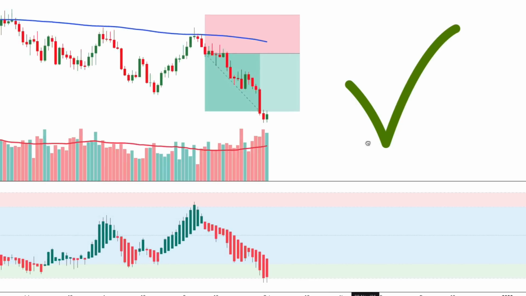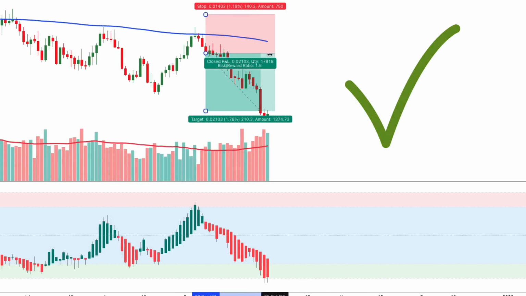As demonstrated, the Heiken Ashi RSI oscillator offers versatile opportunities for entering profitable trades.